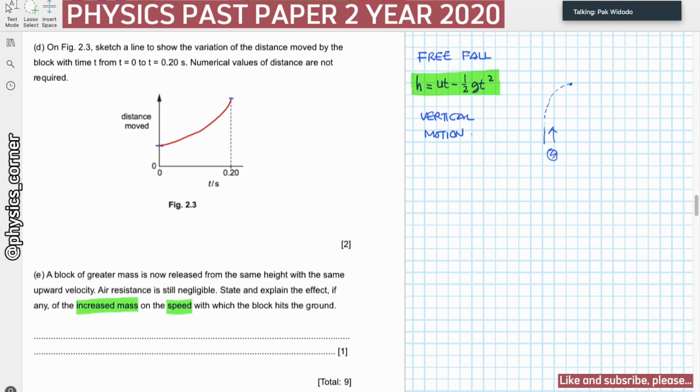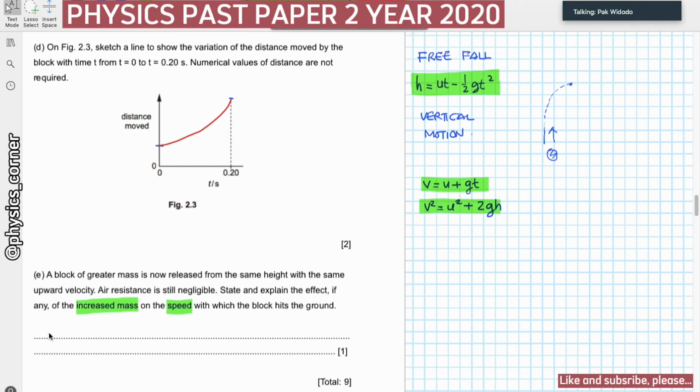You see this in the equations. If we write all the equations, v equals u plus gt, as I remember when I saw you in class, and then v squared equals u squared plus 2gh. In these three formulas, they don't have any mass. So there is no change to speed from mass.